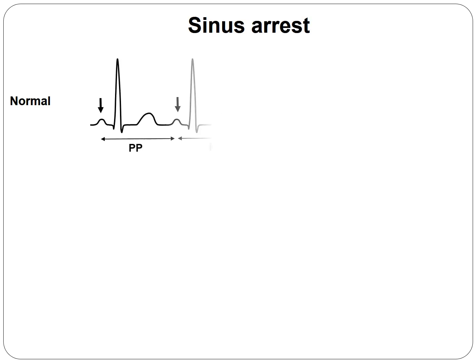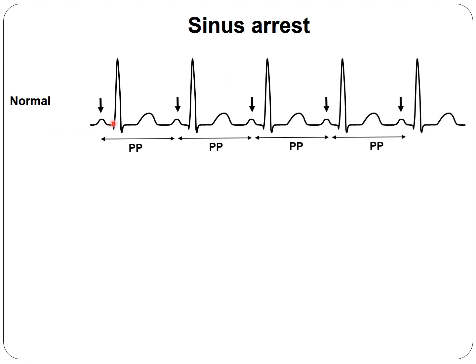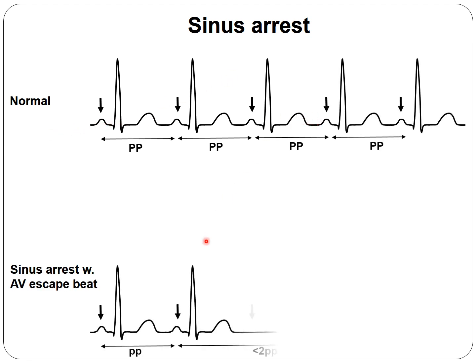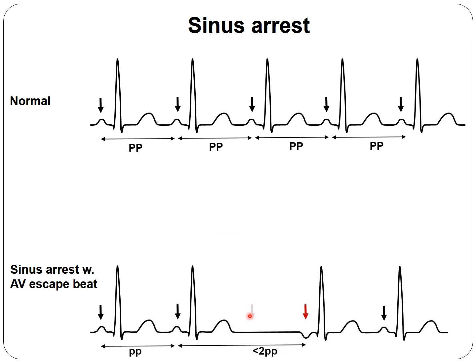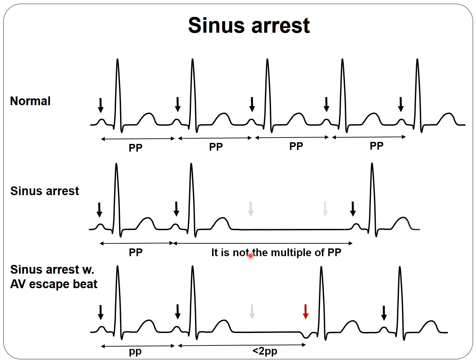Sinus arrest. In sinus arrest, the normal regular rhythm is interrupted because the sinus does not make any impulse. So if the sinus doesn't make impulse, the P is missing. And when we do have this gap, it is usually not the multiple of the PP interval. It's random. But sometimes it can happen that the next beat is originated from a lower center, and we do have an escape beat that usually arises from the AV junction.